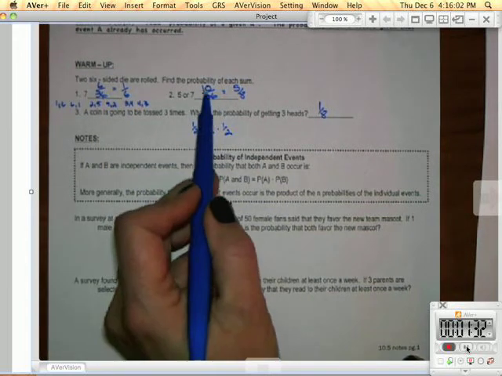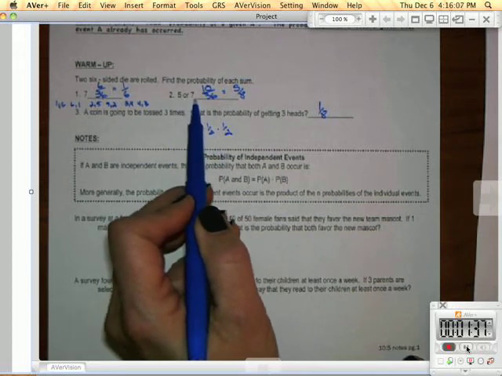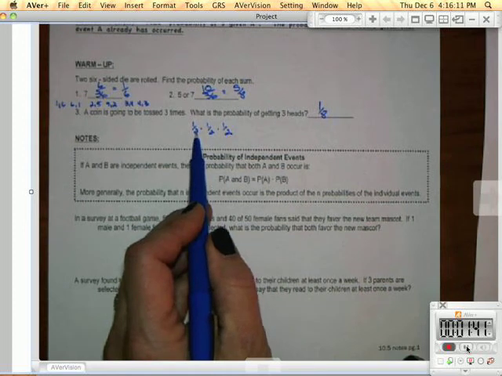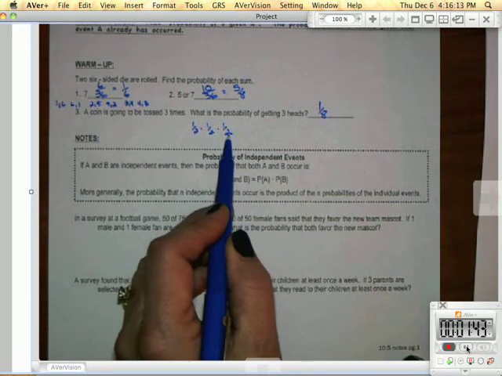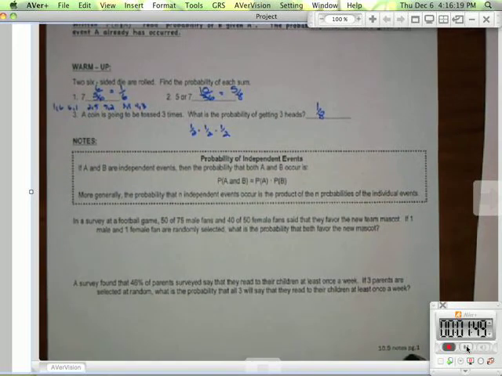This would be 10 out of 36. There are 10 ways to get a sum of 5 or a sum of 7. And then this is 1 over 8. If you flip a coin, there's the first toss, the second toss, the third toss. It's a one in 2 chance in each toss, which when you multiply together you get 1/8.